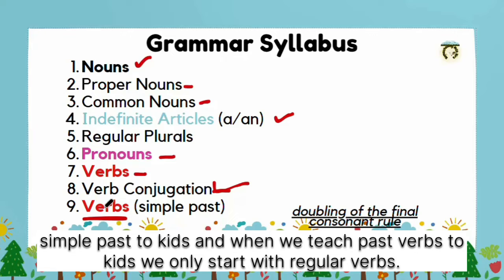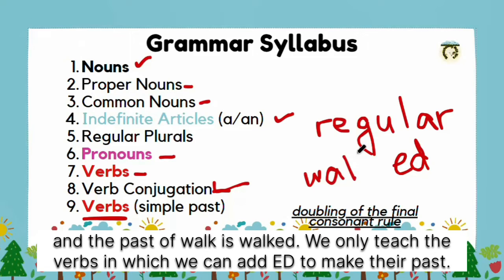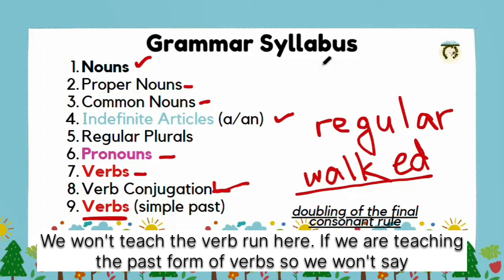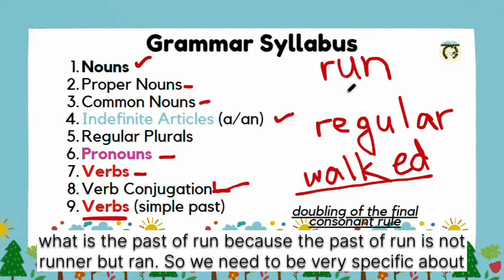And when we teach past verbs to kids, we only start with regular verbs. Regular verbs are the verbs that can take ed to make their past form. For example, walk is present and the past of walk is walked. We only teach the verbs in which we can add ed to make their past. We won't teach the verb run here, so we won't say what is the past of run, because the past of run is not runned, it's ran.